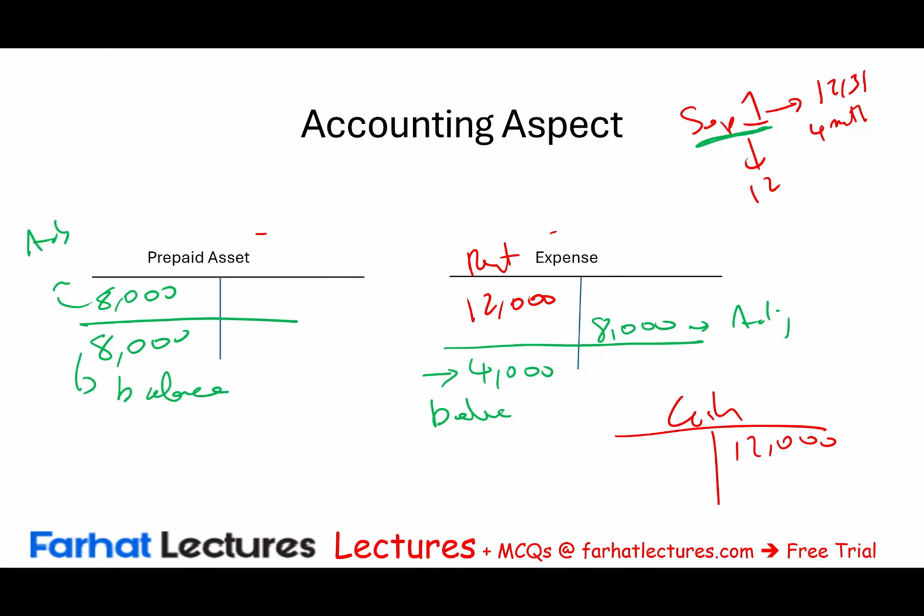So be careful how the prepaid is given. That's the trickiest thing they could give you. In other words, if they give you the normal prepaid, yeah, it's easy. If they tell you back it out of expenses and put it in prepaid, you have to kind of work backward.